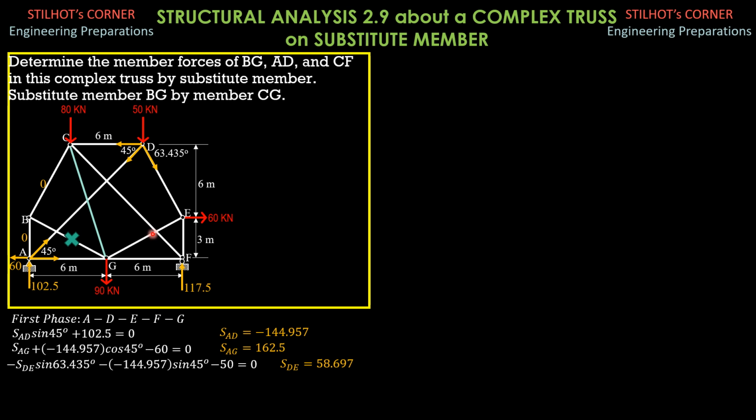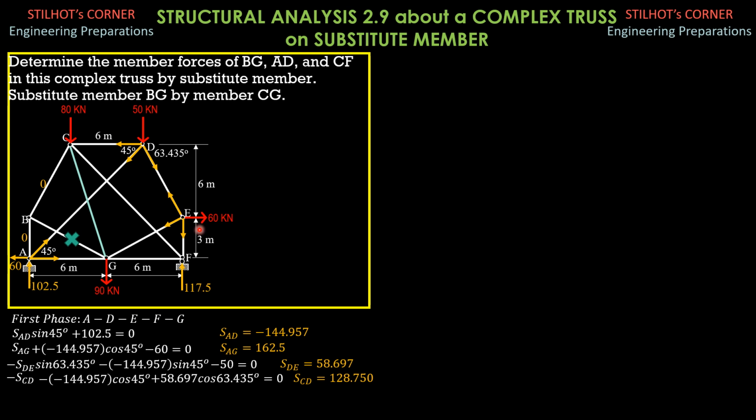It is equal to 58.697 kilonewtons. Then we sum up forces horizontal, so negative SCD, then negative of quantity negative 144.957 cosine 45, then plus SDE, so plus 58.697 cosine of 63.435 degrees equals 0. So SCD is equal to 128.750 kilonewtons. We then proceed to joint E.